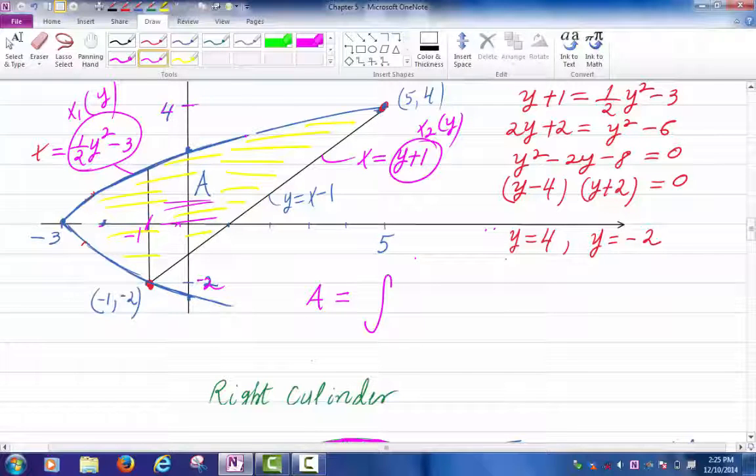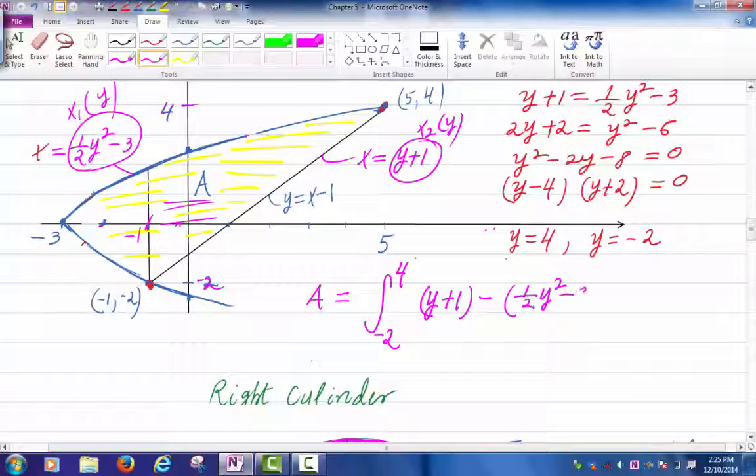In this case it's a little bit confusing, because the horizontal lines above and below are just one point at that intersection, right? So what is the area then? Integral from where to where? Negative 2 to 4. Okay, which function comes first? The function x2 comes first, right? So that would be y plus 1. And then what's the next function? Half y squared minus 3. And then I have to integrate that.